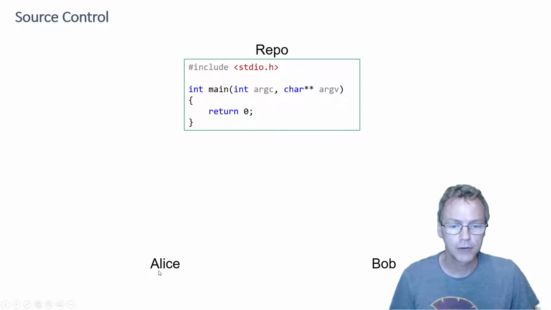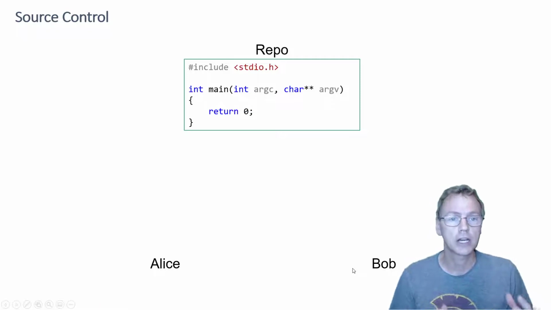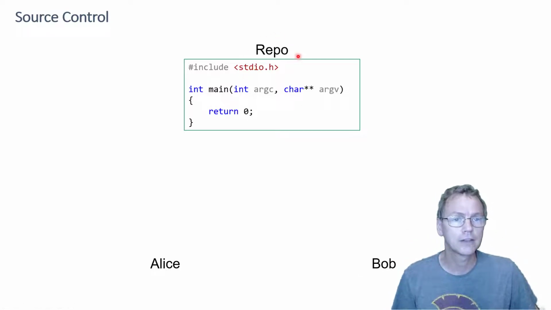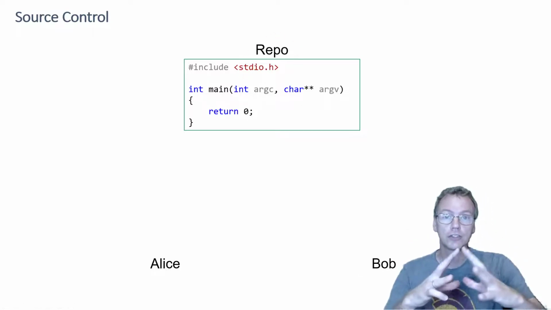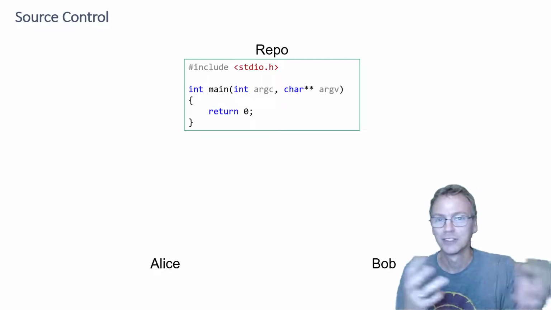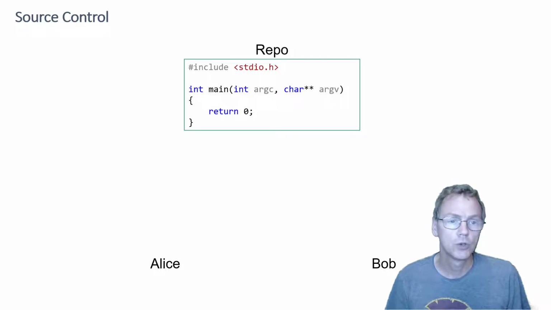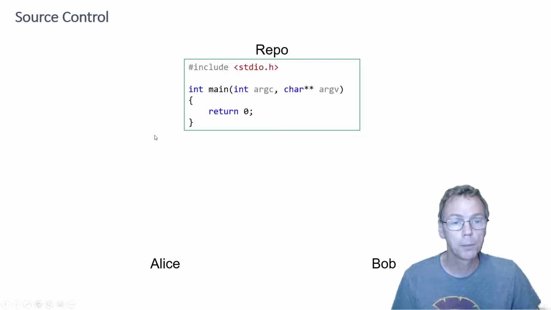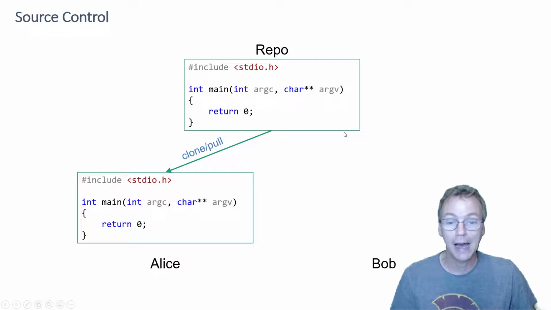I have two developers named Alice and Bob, and they're going to collaborate on a project. They share the project through what is called the repo. The repo exists on a centralized server, and they're going to use this server to stay up to date. You can imagine it's literally a server where they upload their files as they change them.